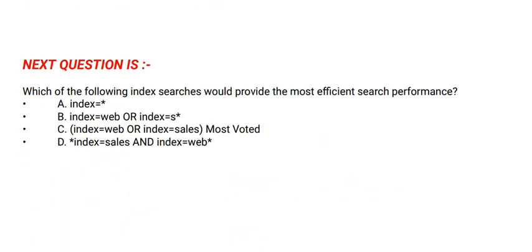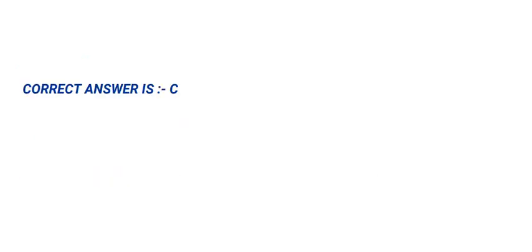Next question is, which of the following index searches would provide the most efficient search performance? Options are, option A, index equals star. Option B, index equals web or index equals s star. Option C, index equals web or index equals sales, most voted. Option D, star, index equals sales and index equals web star. The correct option is option C.